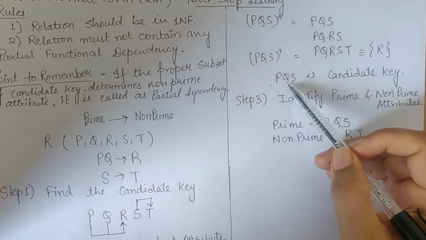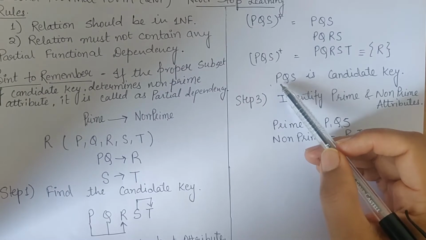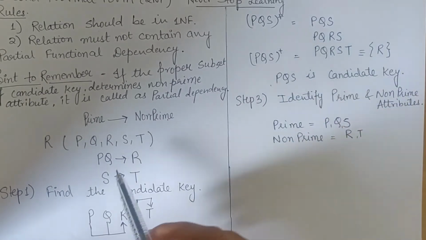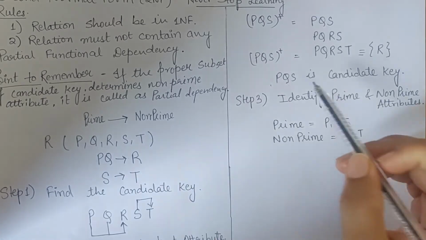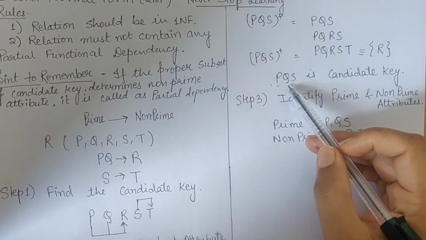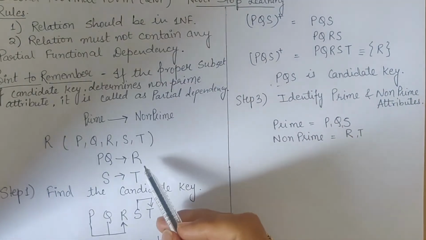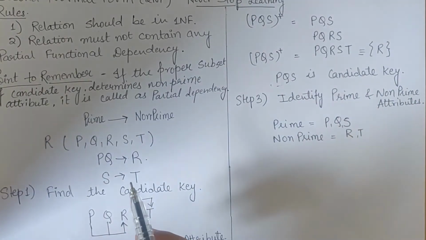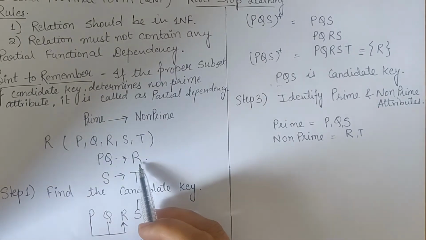PQ determines R. Now here you see, candidate key is what? PQS. And alone PQ is saying I can determine R. What is PQ? It is a proper subset of candidate key. Correct? So because of this line, there is a partial functional dependency. So can I tell this relation is in second normal form? No, this relation is not in second normal form.